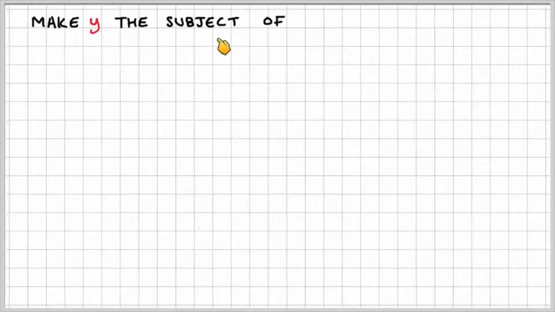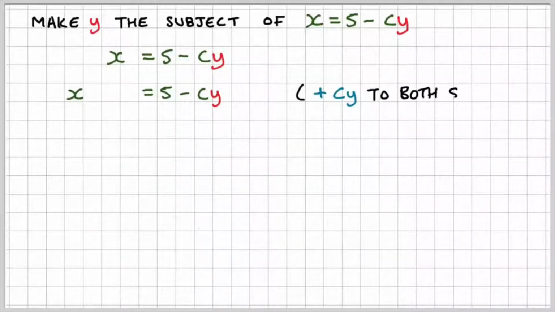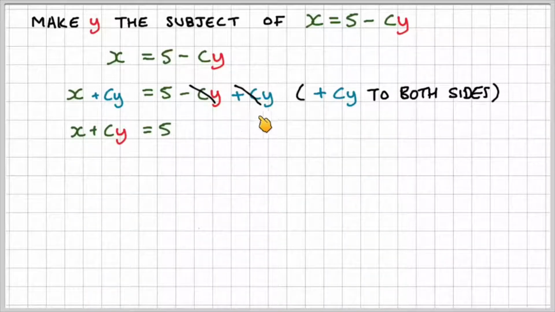Make y the subject of x equals 5 minus cy. So first things first, let's write the equation. In the next step, I'm going to add cy to both sides of the equation. Now that's going to allow me to cancel out the cy on the right hand side. Therefore I have x plus cy equals 5.